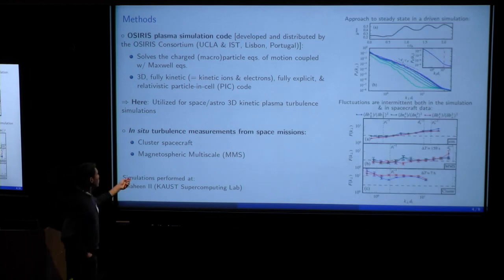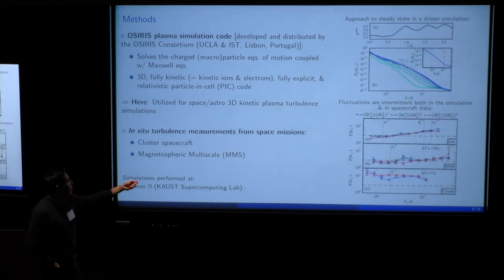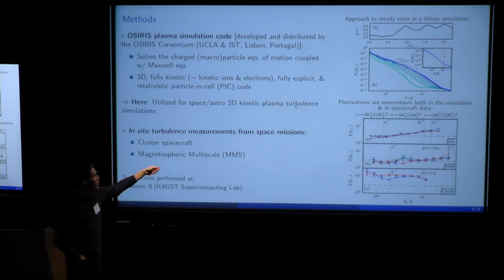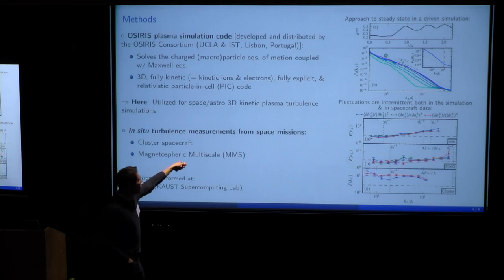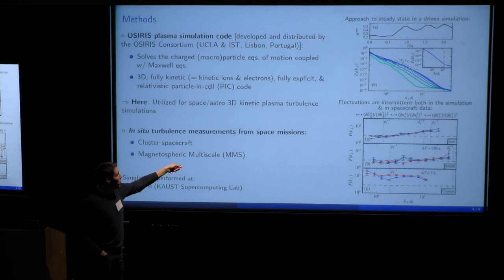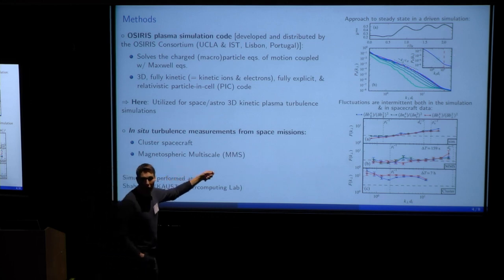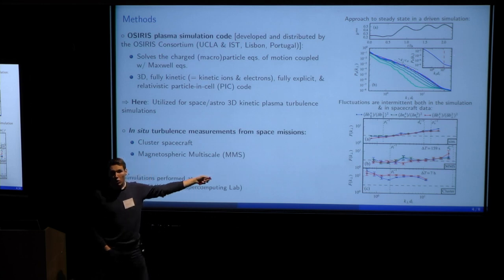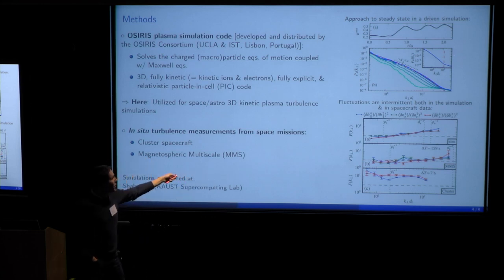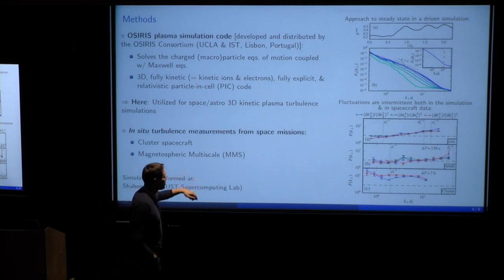And here's an example. Here's the data from some simulation that I'm going to be using. This is a driven 3D kinetic simulation. Here's an approach to steady state. And the spectrum, as you see, is not Kolmogorov, because, as you've seen on the introductory slide showing also data from solar wind measurements, in the kinetic range the spectrum is much steeper because it's a different type of turbulence.